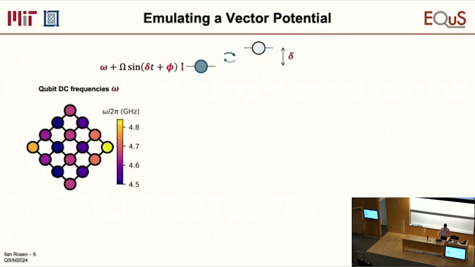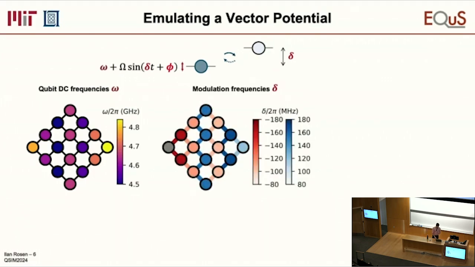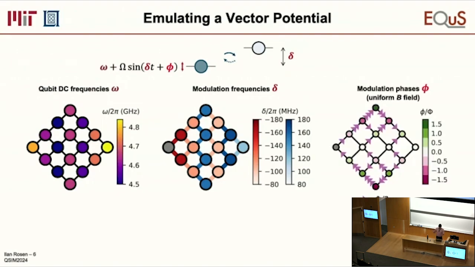So we went ahead and extended this parametric coupling protocol over the whole lattice. We have to choose a whole bunch of DC frequencies, and corresponding modulation tones that activate all these nearest neighbor bonds. And then we have to apply some phases to get the right vector potential. Don't worry about the details here; that's not the point. I do want to point out a couple things.